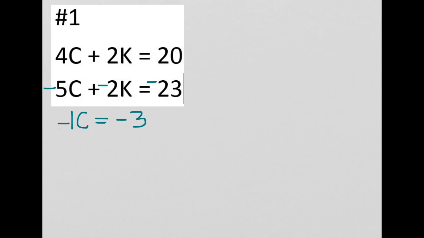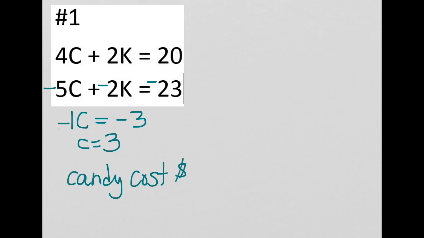If negative 1 times c equals negative 3, that means that c is positive 3. That makes more sense than getting a negative, because how can you have negative packages of candy? You can't. So this tells me that the cost of 1 package of candy was $3. Am I finished? No. I still need to find out how much the cookie package cost.